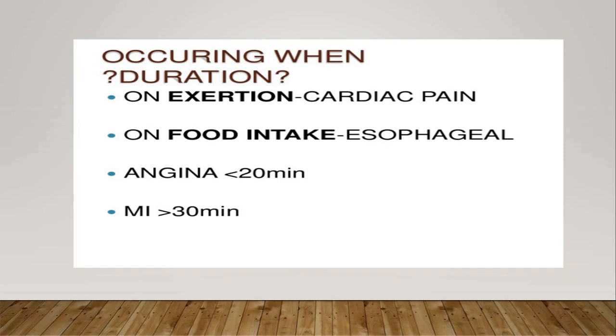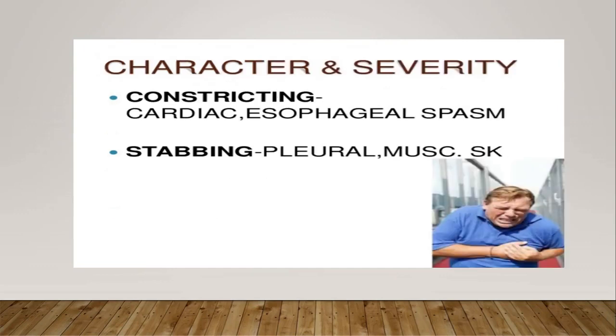The duration: usually angina lasts less than 20 minutes. If retrosternal chest pain lasts more than 30 minutes, it is most likely secondary to myocardial infarction. Then the character and severity. Stabbing chest pain is pleural, sometimes pleuritic chest pain that is aggravated by taking a deep inspiration.